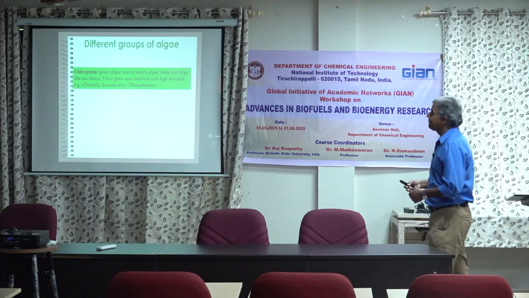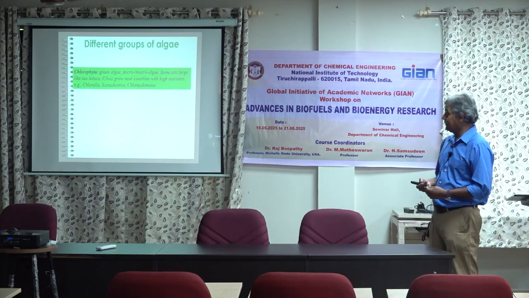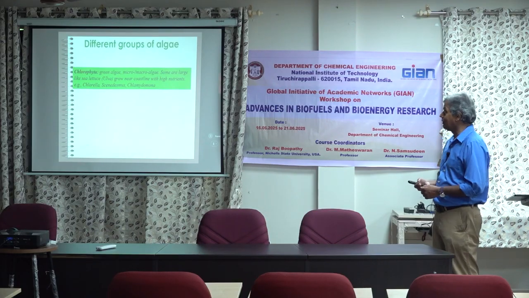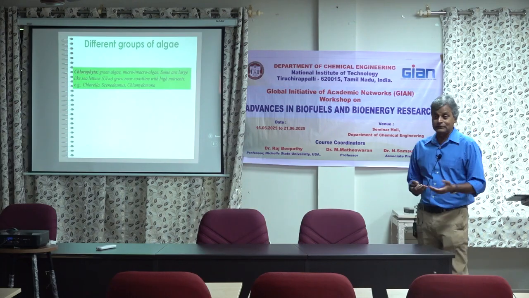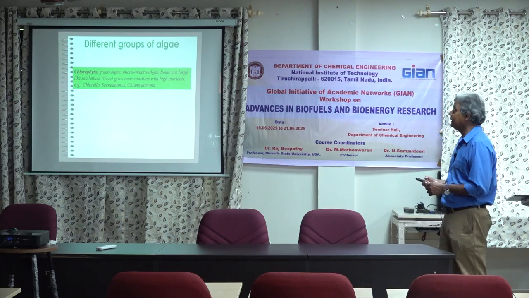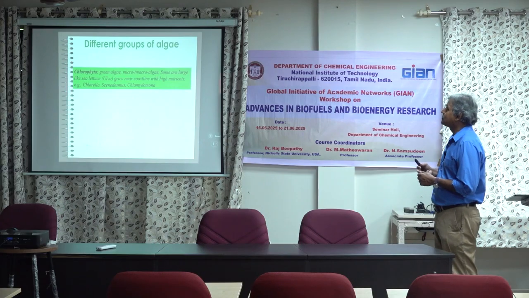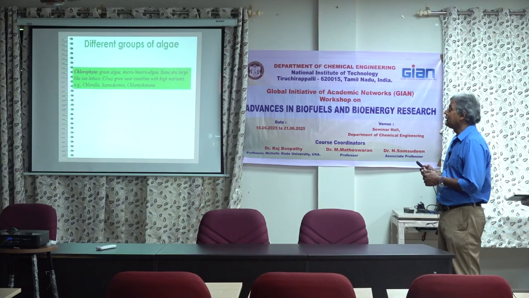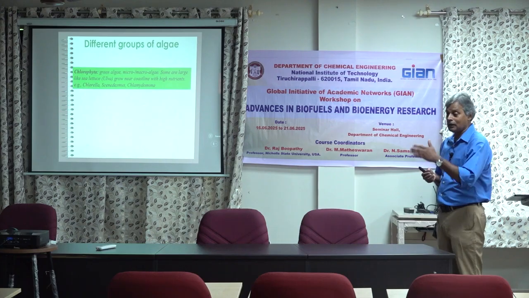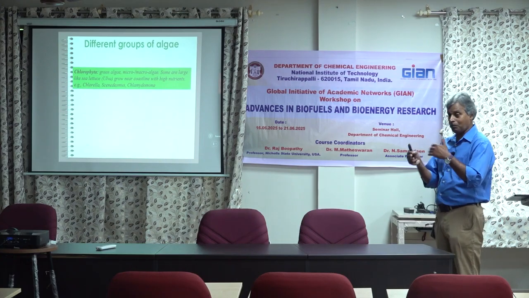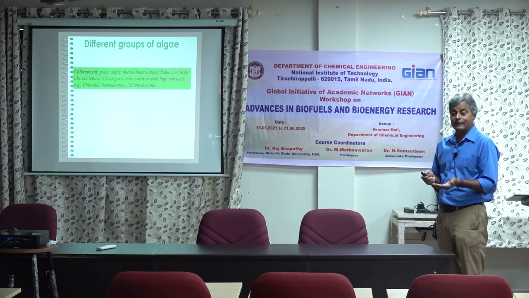And then we have Chlorophyta, which is a green algae. It could be micro or macroalgae. Some are large, like your sea lettuce, scientifically Ulva, which grows near coastlines with high nutrients. Examples are Chlorella, Scenedesmus, Chlamydomonas. Those all belong to this group called Chlorophyta algae.